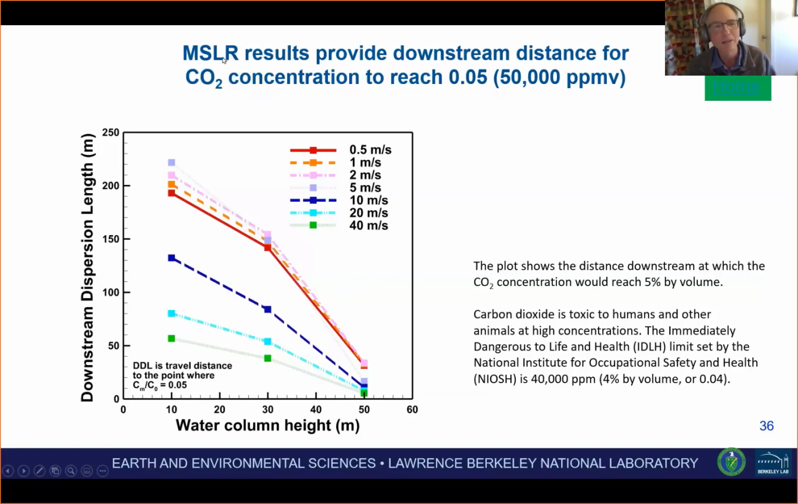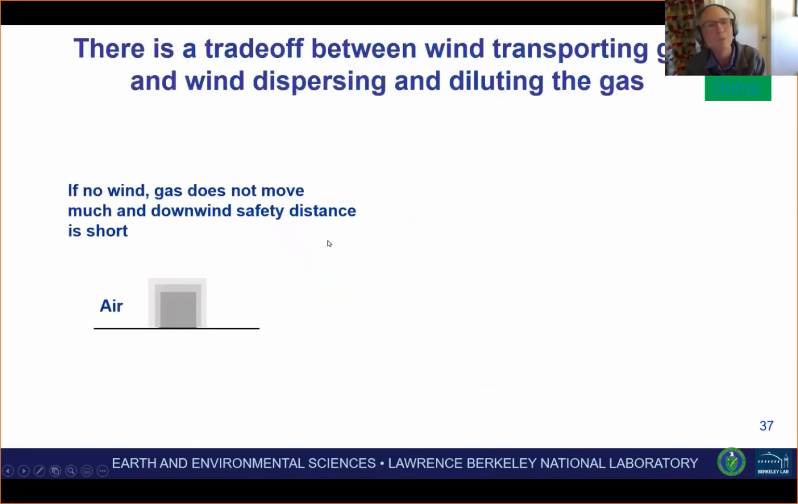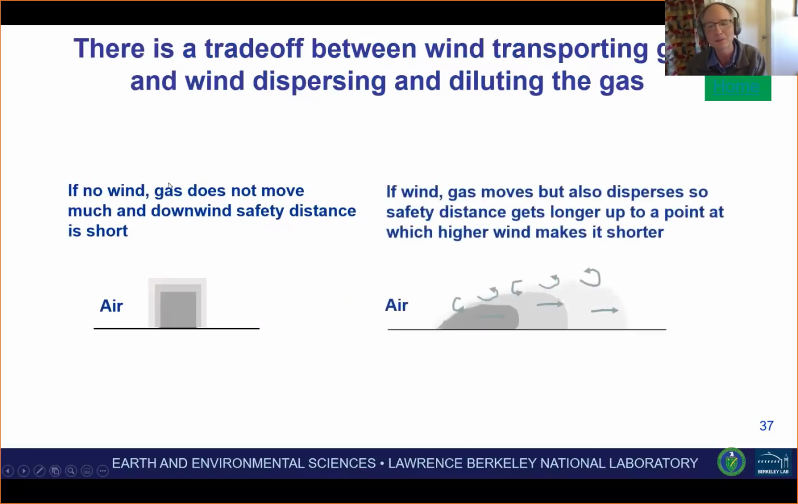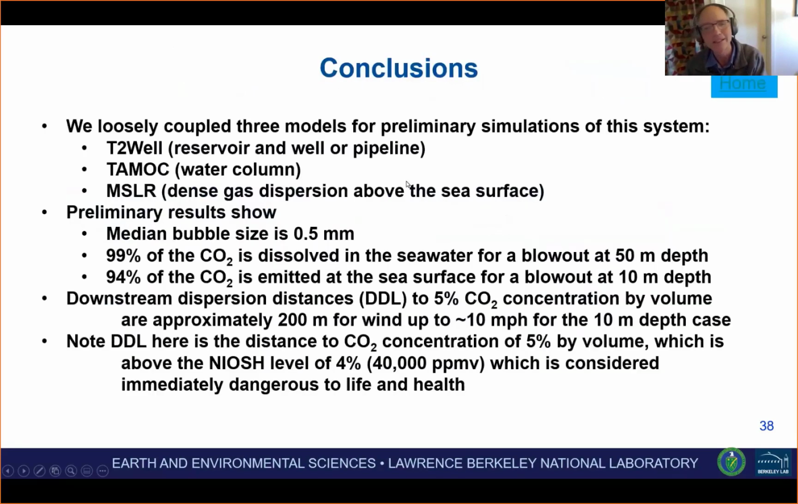And again, this is all coming from the MSLR applied to the fluxes that I calculated in the output from TAMOC. Oh, I guess I'm just saying it here. So just to illustrate that more, there's a trade-off between wind transporting gas and wind dispersing and diluting the gas. If there's no wind, it doesn't move, and the safety distance is short because nothing's moved. If there's wind, the gas moves, but at the same time it disperses. So you've got a nonlinearity effect.